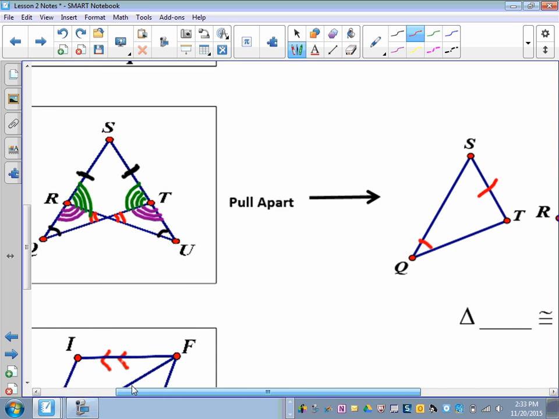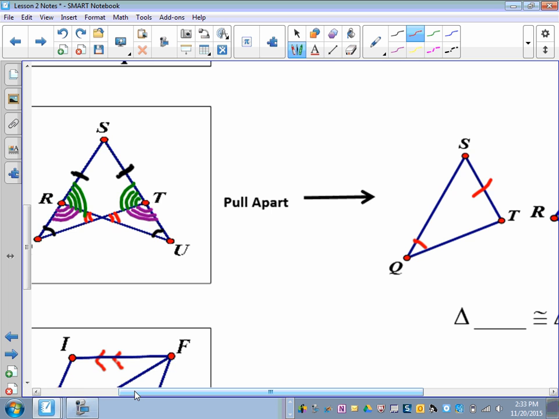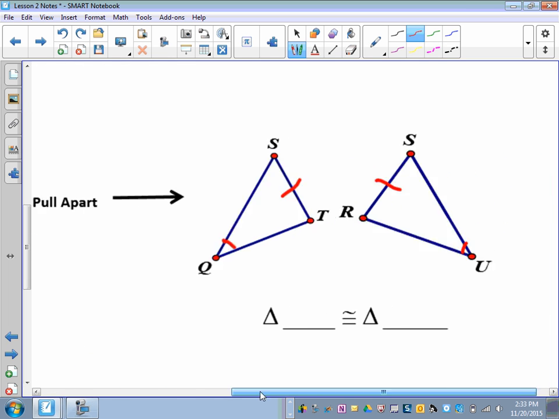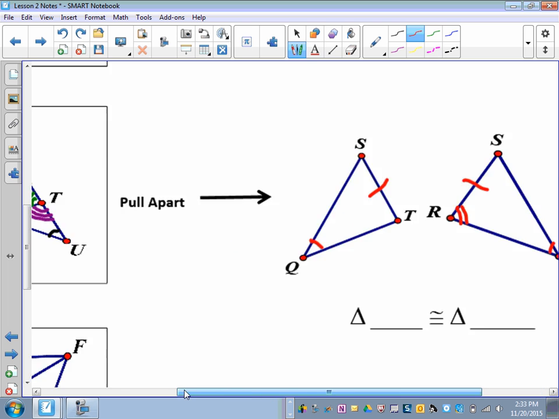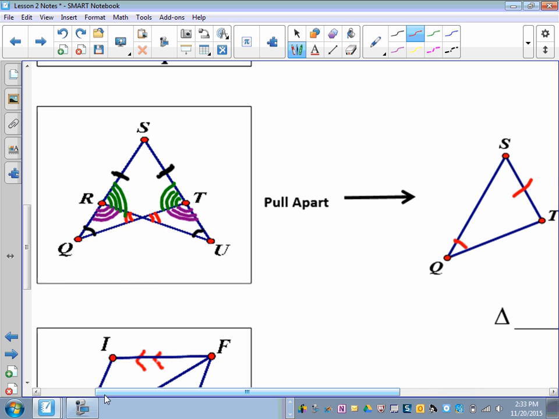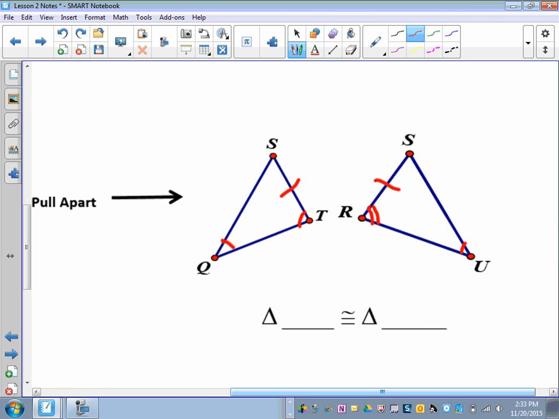Okay, so what did we just show here? That they're the same. That angle SRU is congruent to angle STQ. Good, right. What do we have there? This is our diagram. So we have angle, angle, side, angle, side.